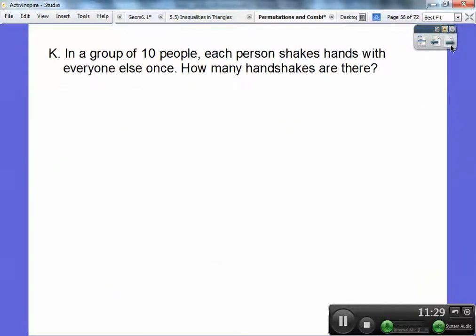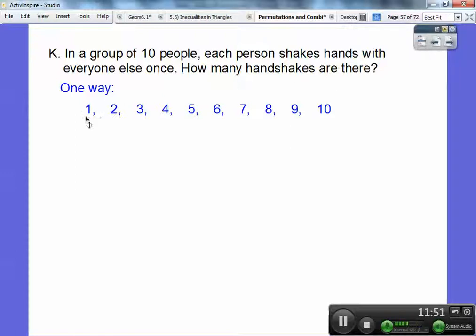All right, in a group of 10 people, each person shakes hands with everyone else once. How many handshakes are there? Well, here's one way. I used to do this when I taught middle school, and I'd have 10 kids get up at the board. I'd first tell them, okay, shake hands, and they wouldn't. And then I'd say, how many handshakes were there? And nobody knew how many there were. And so we had to do a little ordering here.